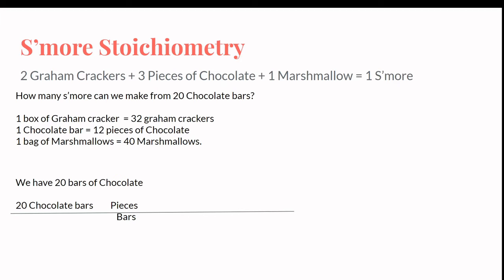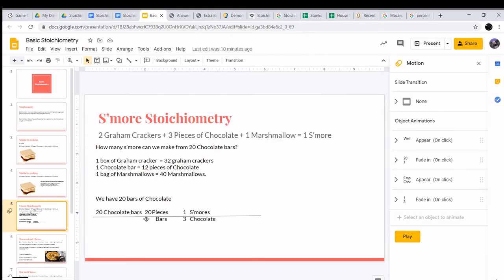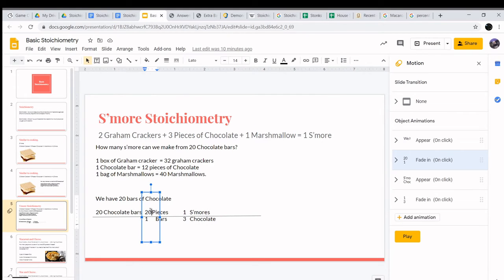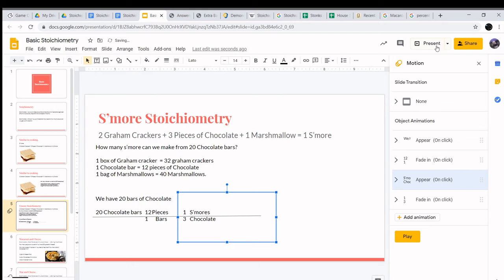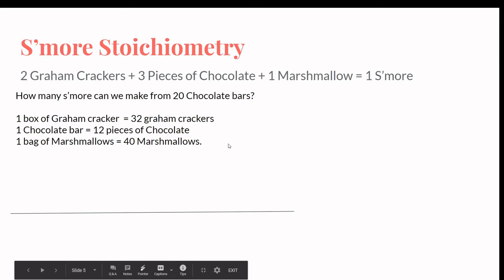Okay? Now, we don't want to have 20 bars of chocolate. We need to figure out how many pieces of chocolate. Pieces of chocolate is like our moles of chocolate. We need to get the pieces first. Okay? Well, we see that... Oh, wow. I messed up this calculation here. Hey, let's try that again. Alright.